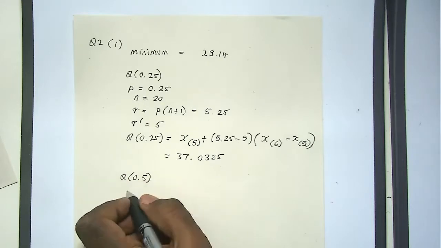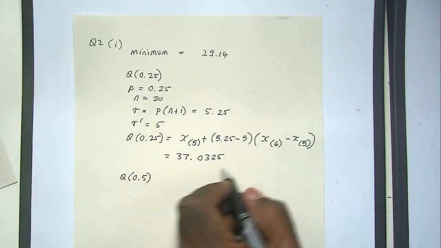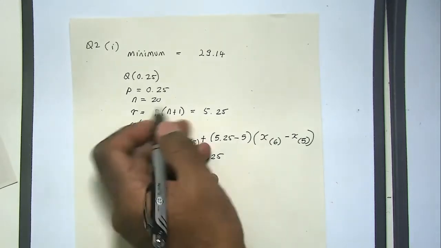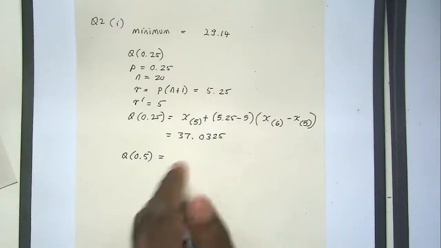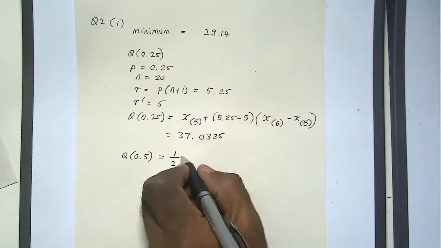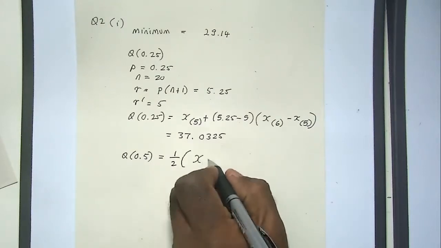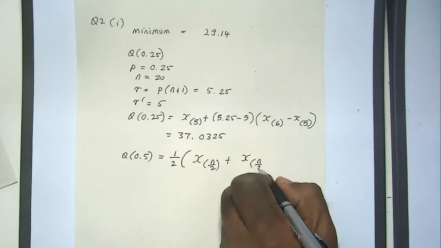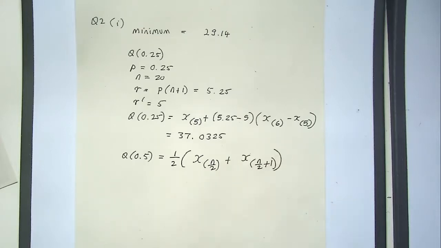Q at 0.5. I gave you two different formulas. You can use either this formula or there's another formula I gave you for the median, if you may recall, because n is an even number. I will write it down if you don't remember. This is the formula I gave you for the median. This applies only to the median when n is an even number. In this case, n is 20, which is an even number.